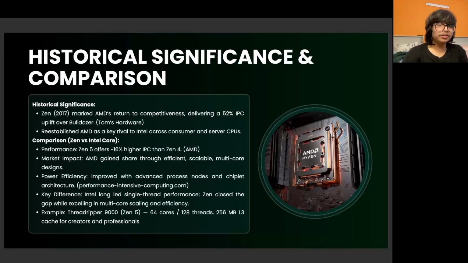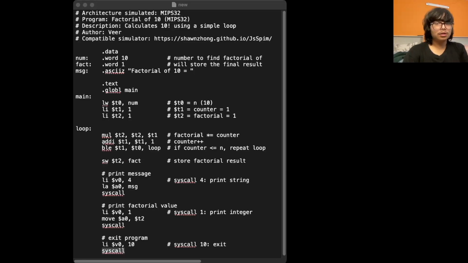This success reshaped the CPU market, forcing Intel to accelerate its own innovation cycle. Overall, the Zen architecture revived AMD's reputation and established a solid foundation for its future processor lines, from desktop to servers to AI-driven systems. Now, I will show you my code, which is of architecture type MIPS32.